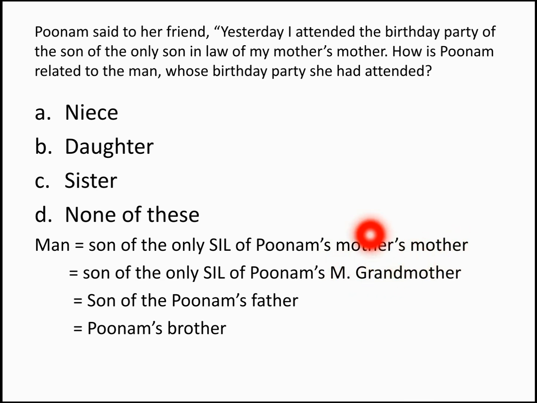So maternal grandmother's only son-in-law, you have the word only, right? So maternal grandmother's only son-in-law should be Poonam's father. So the son of Poonam's father is going to be Poonam's brother, right? So the answer for this question becomes sister, because the question says how is Poonam related to the man whose birthday party she had attended. So Poonam is the sister of the man whose birthday party she had attended. So that brings us to the answer.